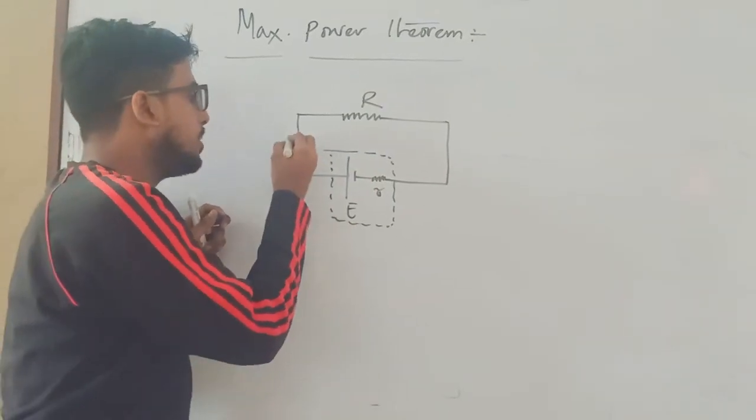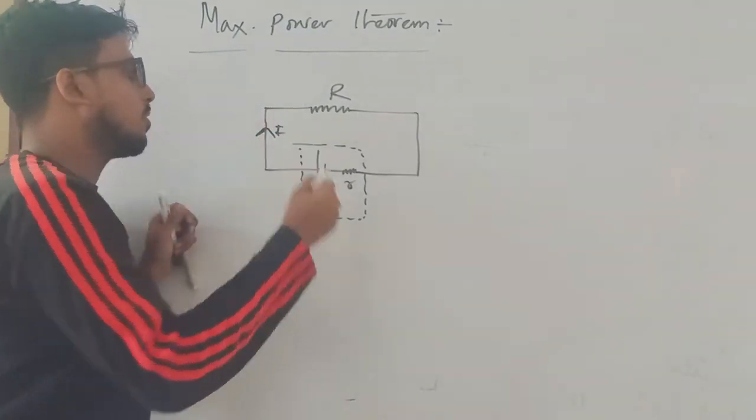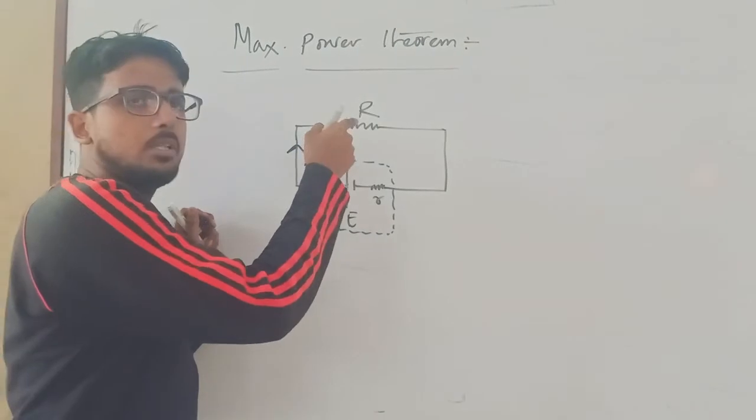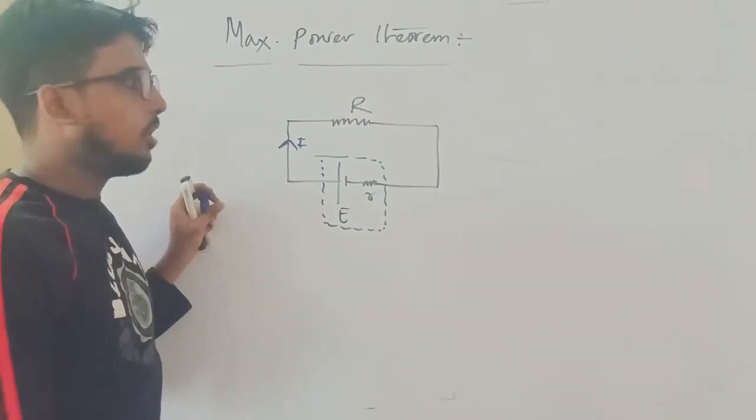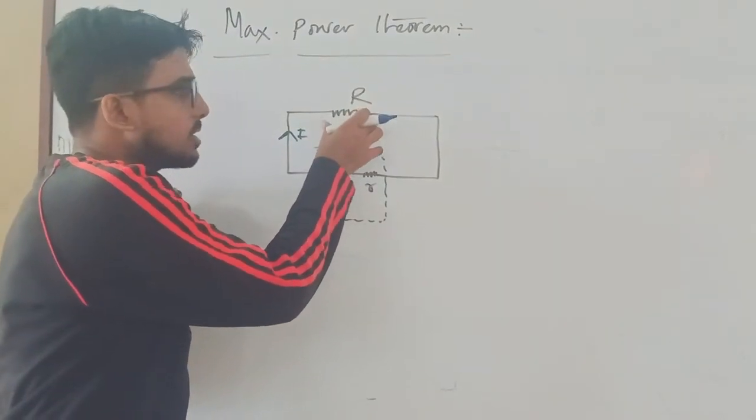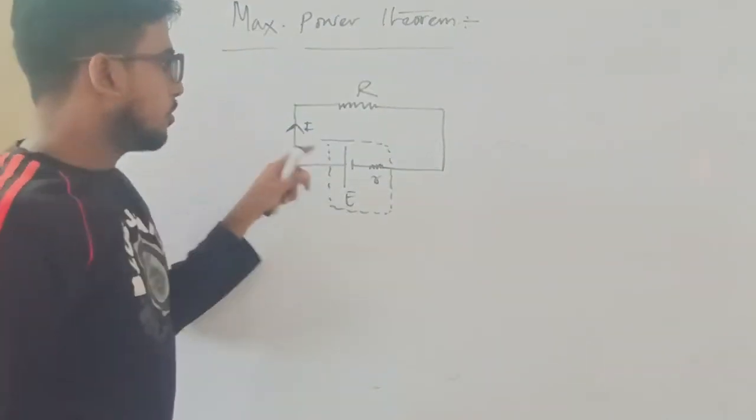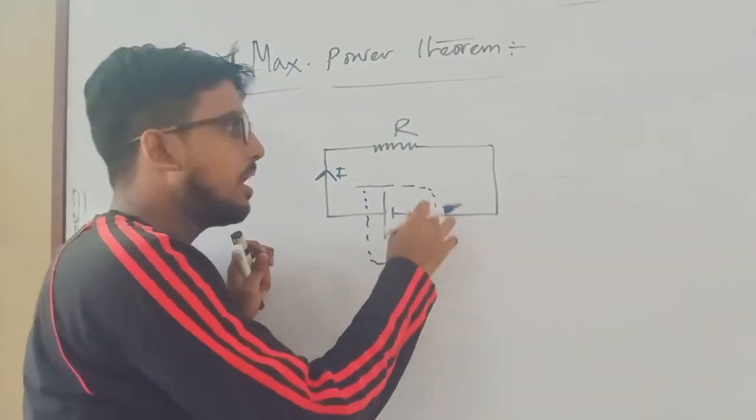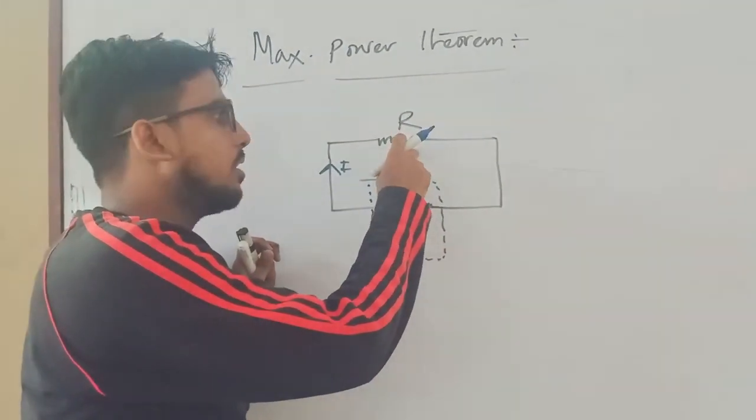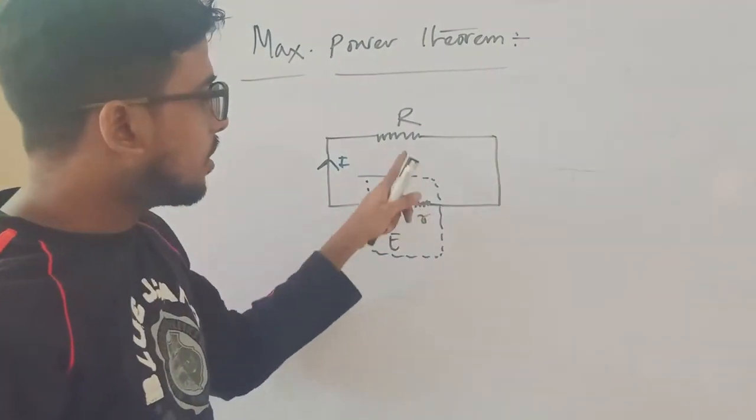Then what will be the condition? Let I be the current flowing through this circuit. What will be the condition so that this load will consume maximum power, or the power across this load will be maximum? For this, as there are two resistors, one is the internal resistance of the cell and the other one is the external load, both the resistors are connected in series.